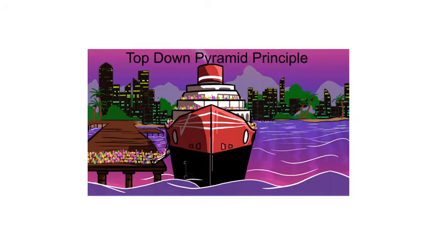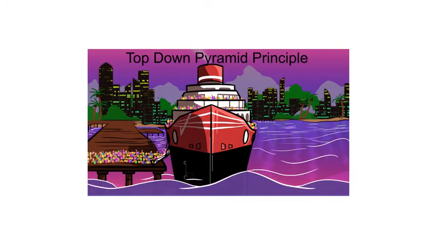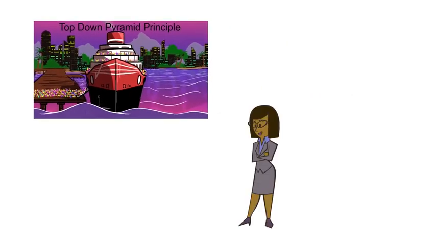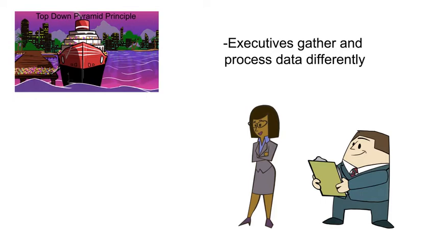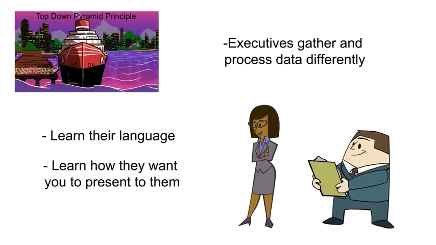So, in summary, pyramid principle, top-down business decision presentations will look different than any presentation you have worked with in the past. This is because executives gather and process data differently than other people and leaders. And if you want to communicate effectively with them, you need to learn their language and how they want you to present to them.